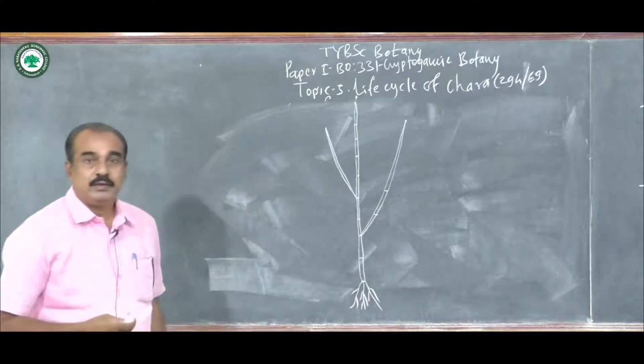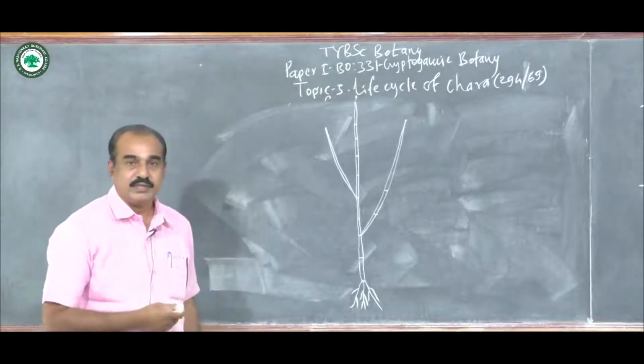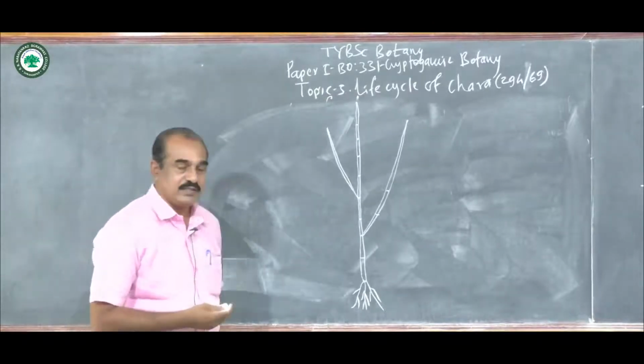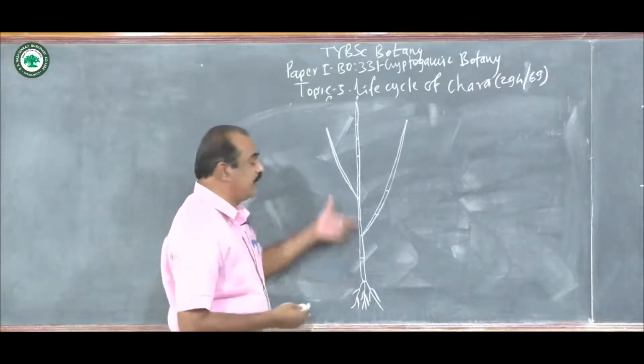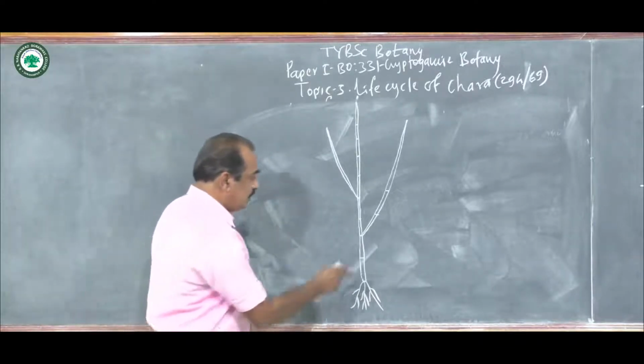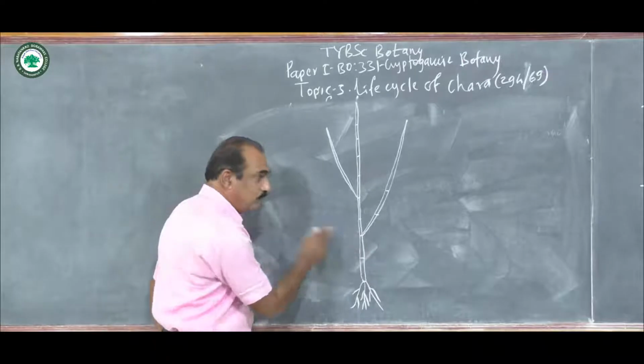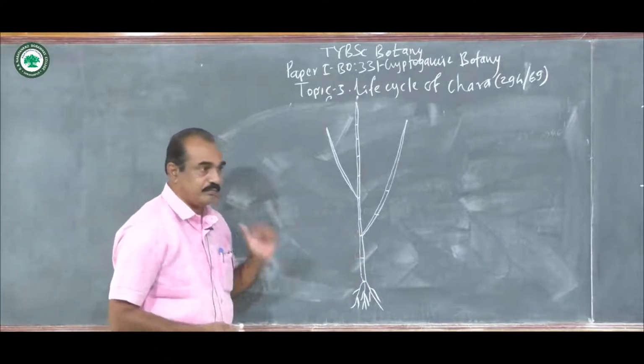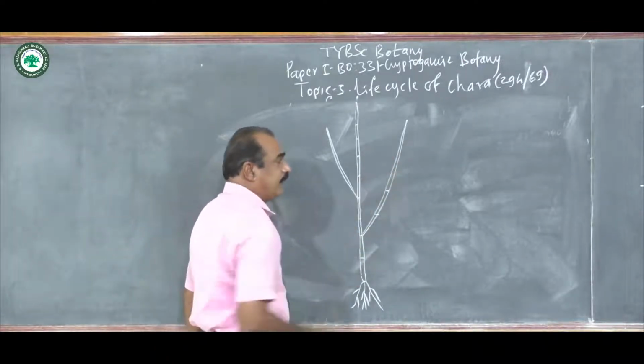Okay, this is the thallus structure of the Chara species. It shows the different types of branches as in the figure. For example, the main axis is divided into nodes and internodes. So this is the internode in between the two nodal regions, and this is the node region. Okay, and these are the long branches.